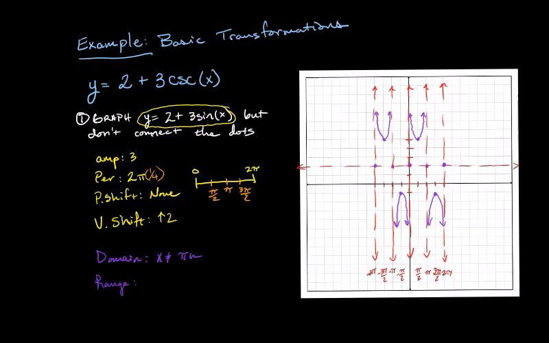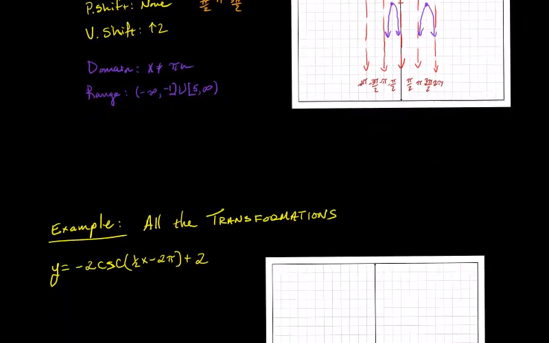And then our range, it's not all real numbers, so we're going to go negative infinity. The lowest value is negative 1, or where it goes up to is negative 1, bracket, union, bracket, and then it seems like the y value of 5 to positive infinity. Okay, and that would be your basic cosecant function. Hopefully that makes sense.